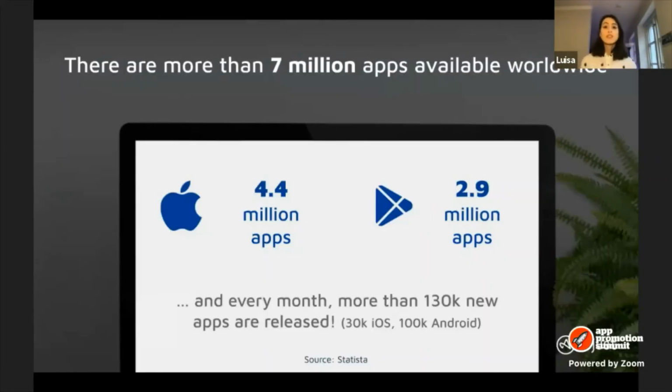And it's no secret, the ecosystem is quite big. We have more than 7 million apps available worldwide, with some of them being in the App Store and some of them being in the Play Store. And every month, you can see just in the footnote right there, more than 130,000 apps are added every day. So this ecosystem that is already that big is growing more and more.